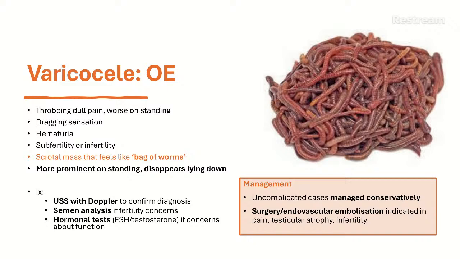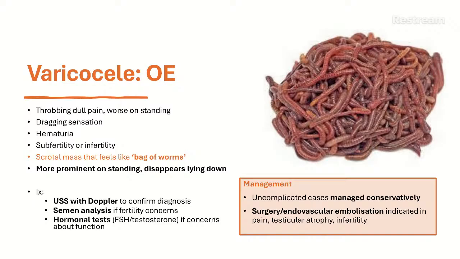So on examination, we're going to get a dull throbbing pain, and it's usually worse when the patient stands up. They might get a dragging sensation, hematuria, subfertility and infertility, and like I said, a scrotal mass that feels like a bag of worms. Often more prominent when you stand and then disappears on lying down, all due to venous drainage. We're going to do an ultrasound scan for these patients, usually with Doppler, and that confirms our diagnosis.